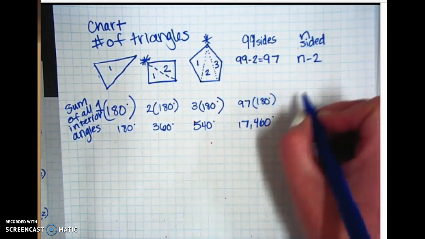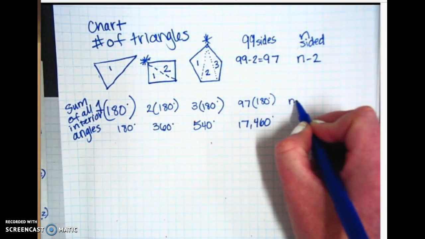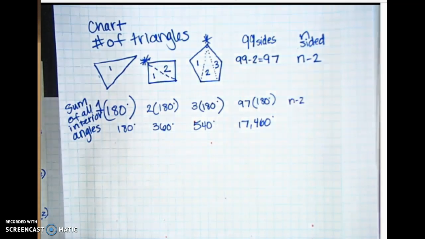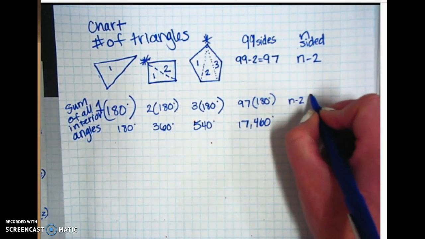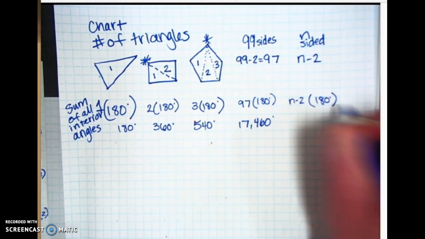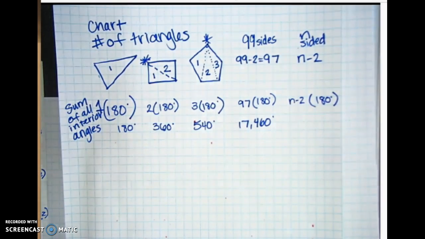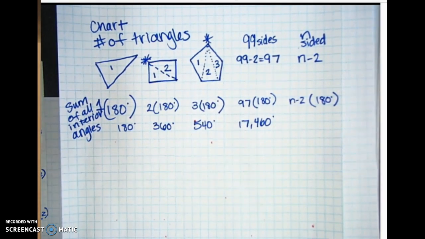Yes. You could take the n minus 2. You have to subtract 2 from the number of sides and multiply it by 180 degrees. Okay?